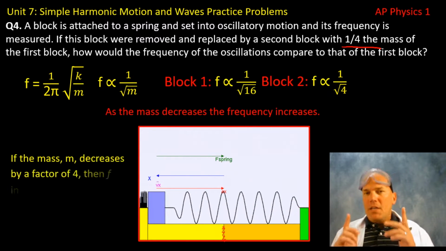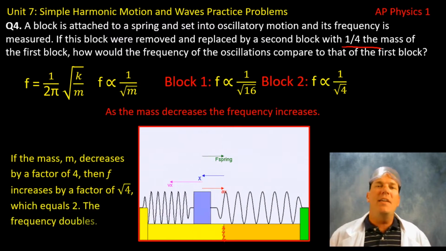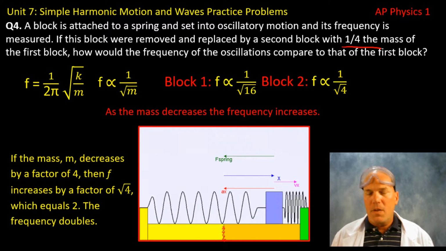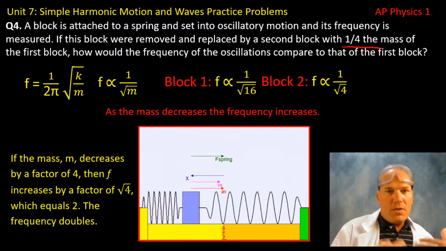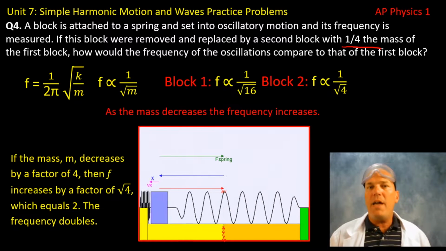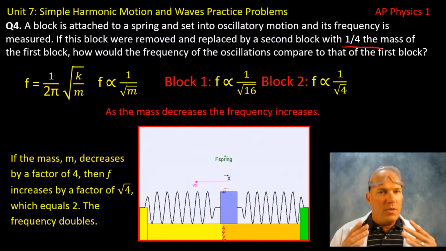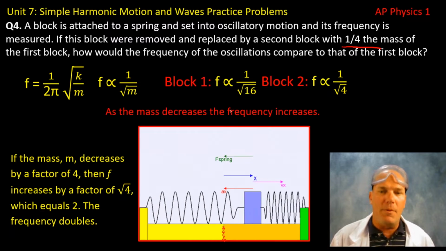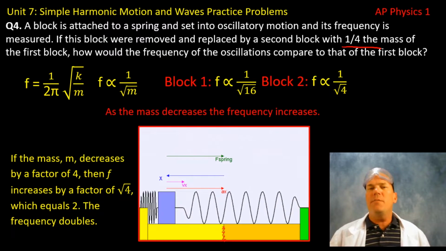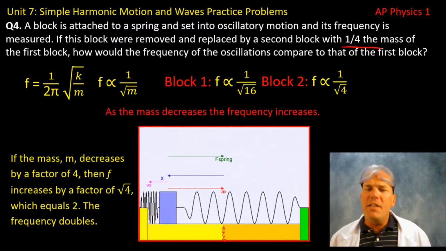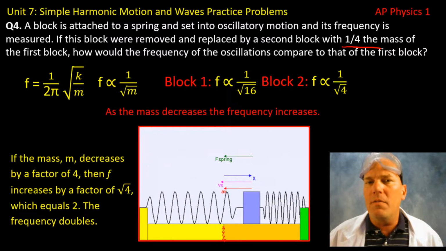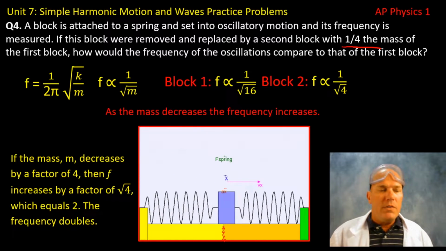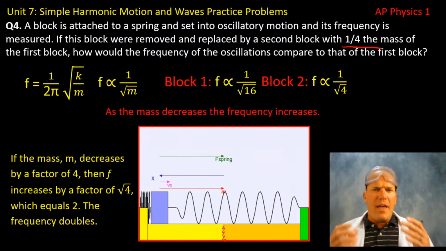And also, because mass is in the denominator, as mass goes down, frequency goes up. Now, it's not directly proportional because it is under the radical. It's a square root relationship, so you need to watch that. That's why I've made up simple numbers to conceptualize this problem. If the mass decreases by a factor of 4, then the frequency is going to increase by a factor of the square root of 4. So it's going to go up, and the square root of 4 is 2. So the frequency doubles.